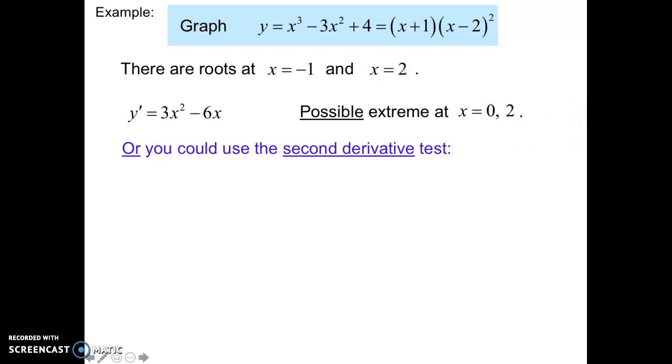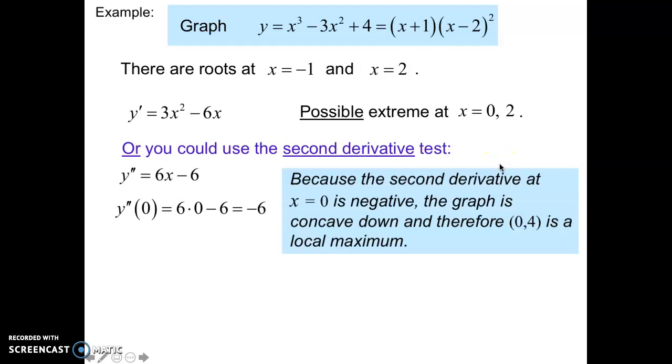Now, what we do for the second derivative test is we simply find the second derivative and we put those possible extremes, x equals 0, into the second derivative. If I get a negative value, that tells me at this critical point of x equals 0, the curve is concave down because the second derivative is negative, which means if the curve is concave down, that critical point at x equals 0 must locate a local max.